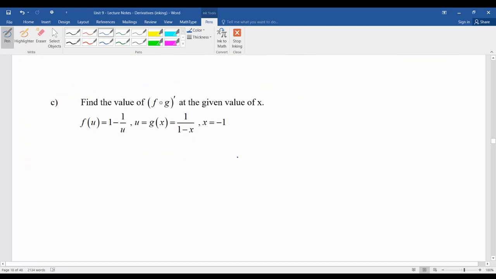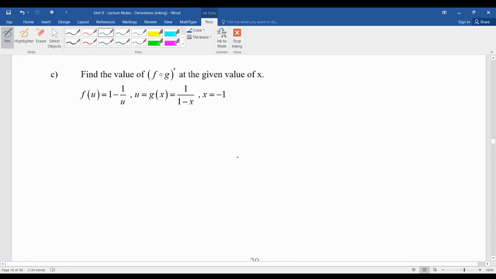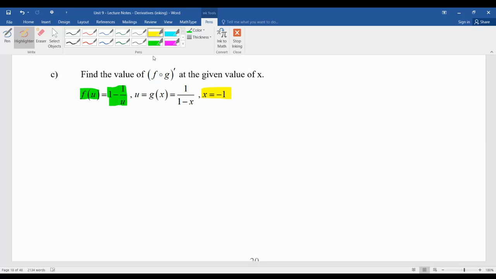Example C. Example C says find the value of f of g, or the composition of the function f and g, at the given value of x. What is the given value of x? That's negative 1. What is the function f, given in terms of u? So f of u equals 1 minus 1 over u. And u is g of x, which is 1 over 1 minus x.